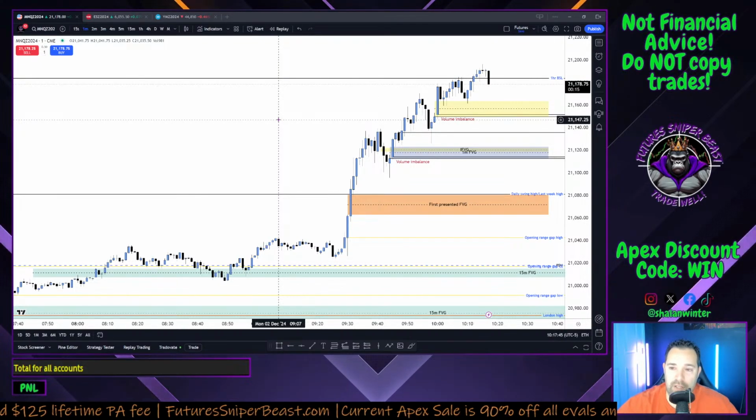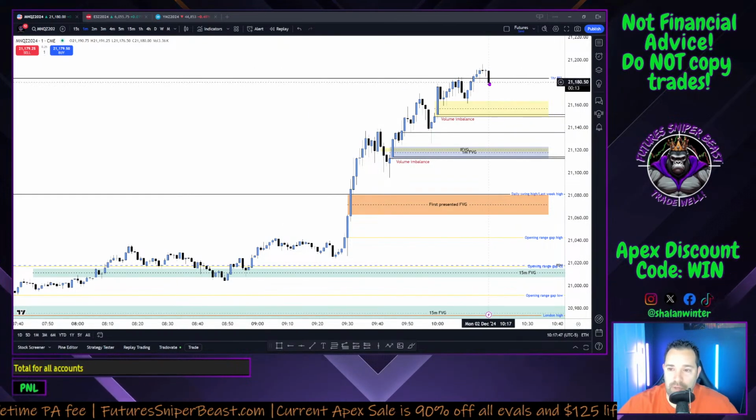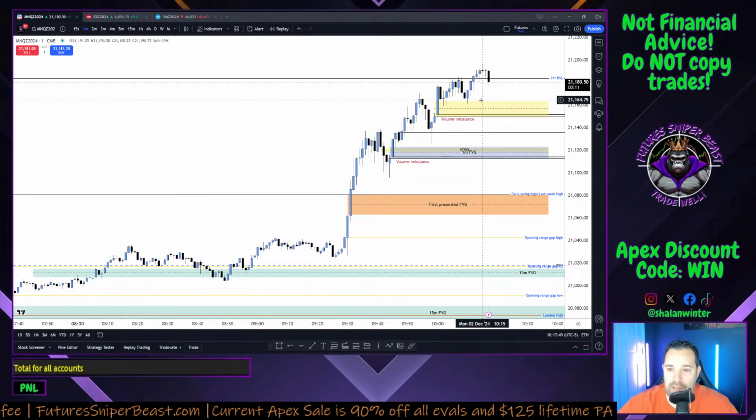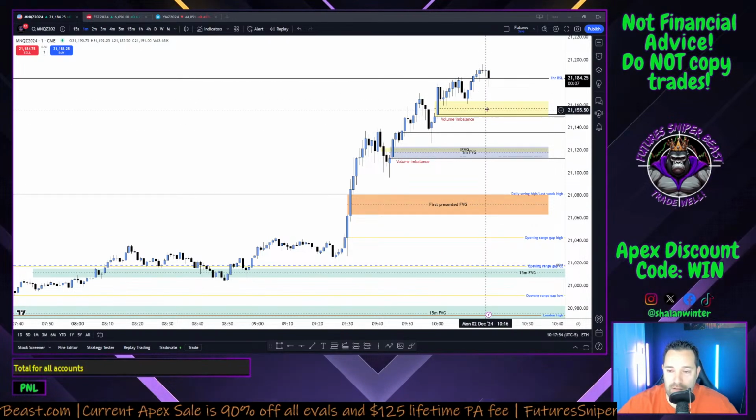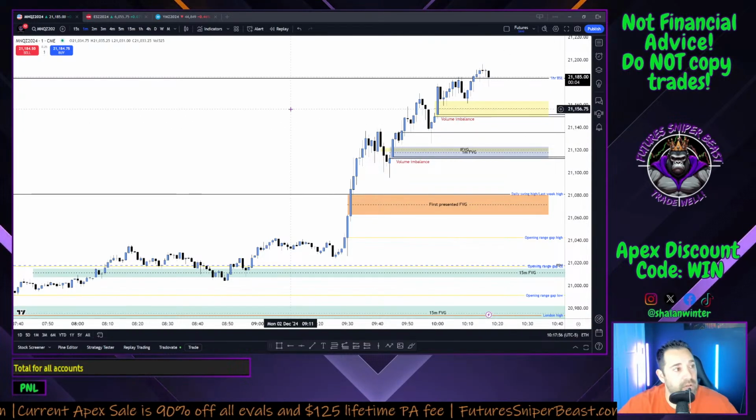I want some obvious displacement. I don't want this little reaching. I want some obvious displacement through these lows here. And then invert all this stuff.